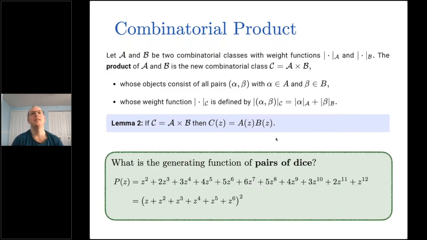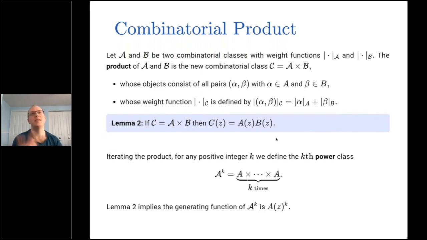Now, going back to why this is addition, well, we actually saw this before when we talked about pairs of dice, right? The generating function for a pair of dice was the product of the generating functions of the individual dice. And when you're saying the size of a pair of dice, when you put the dice together, you don't multiply how many are on each, right? You add the dots on your dice. So this is one reason why it's more natural to add the sizes or the weights of your class instead of multiplying them. Now, when we have a product, we can just repeat this over and over again to get powers. The kth power class is just A times A times A, k times. And if you keep applying this lemma, you'll see that the generating function of the kth power is just the kth power of the original generating function.